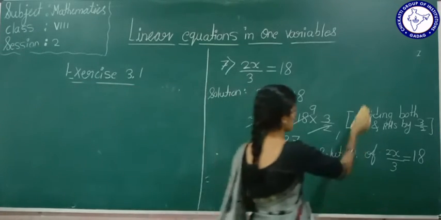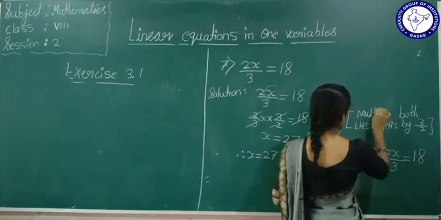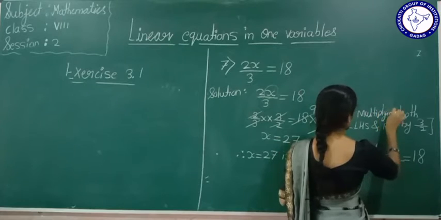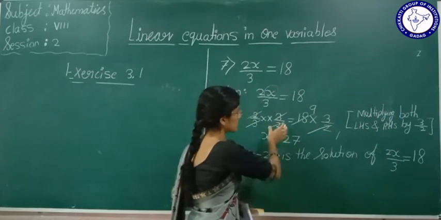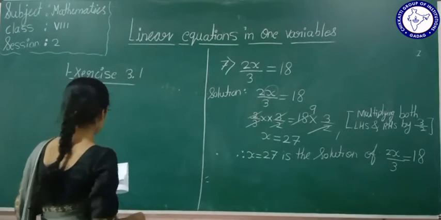Sorry, it should be multiplying here. Okay, we are multiplying, no? Multiplying both LHS and RHS by 3 by 2. So next, the 8th problem.